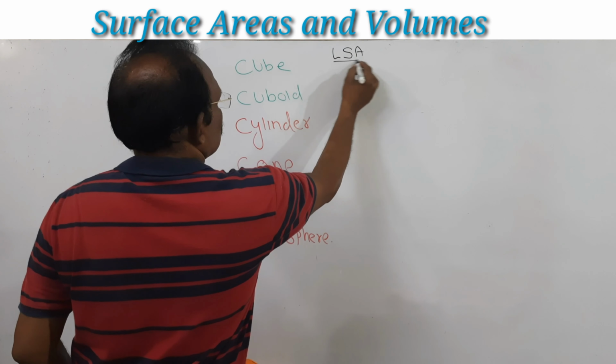Whenever area comes, the unit will be square. If it is centimeter, centimeter square. If it is meter, meter square. So area will always have a unit as a square. Centimeter square, meter square, whatever it is. Okay.